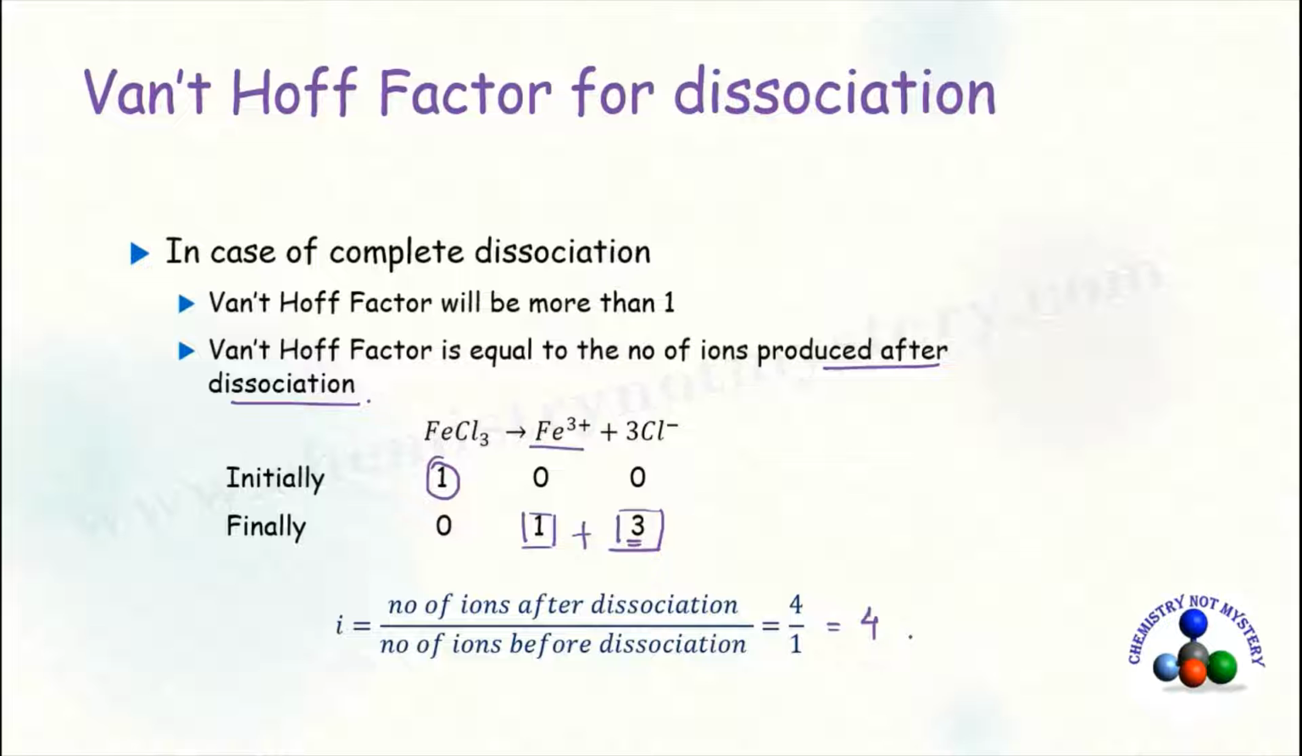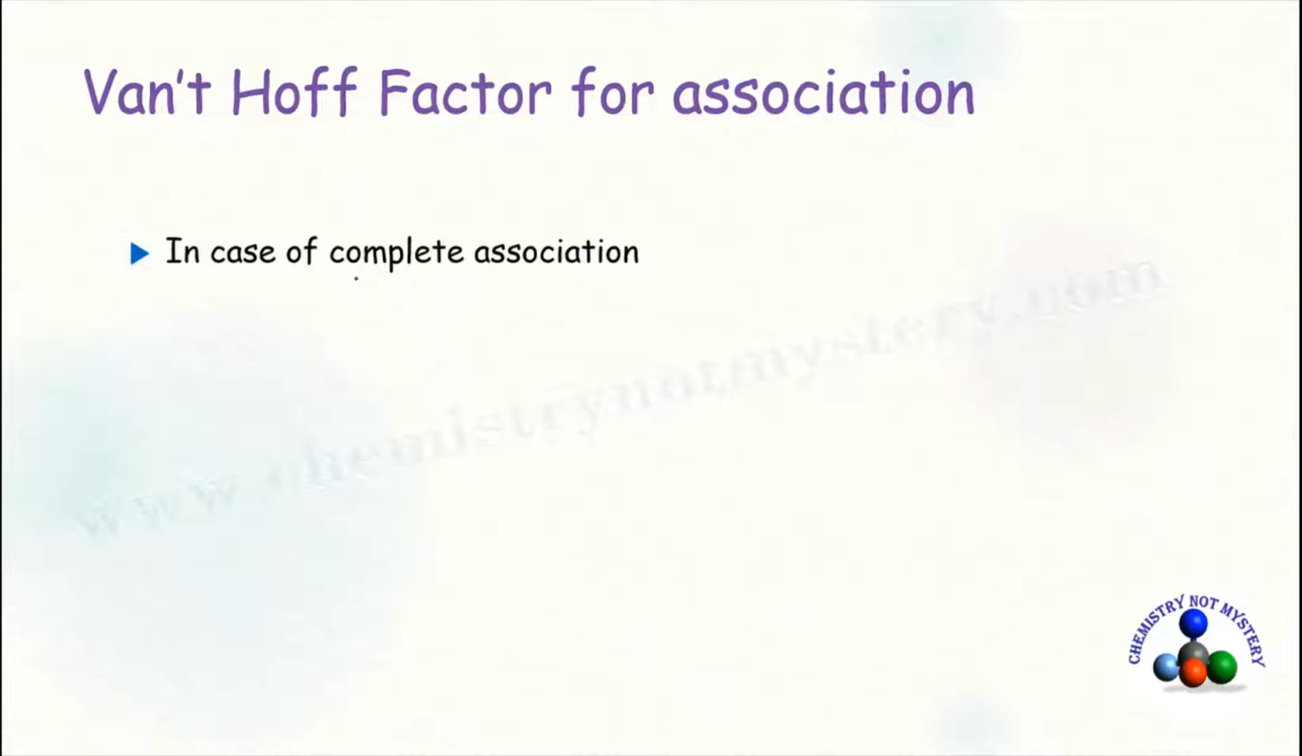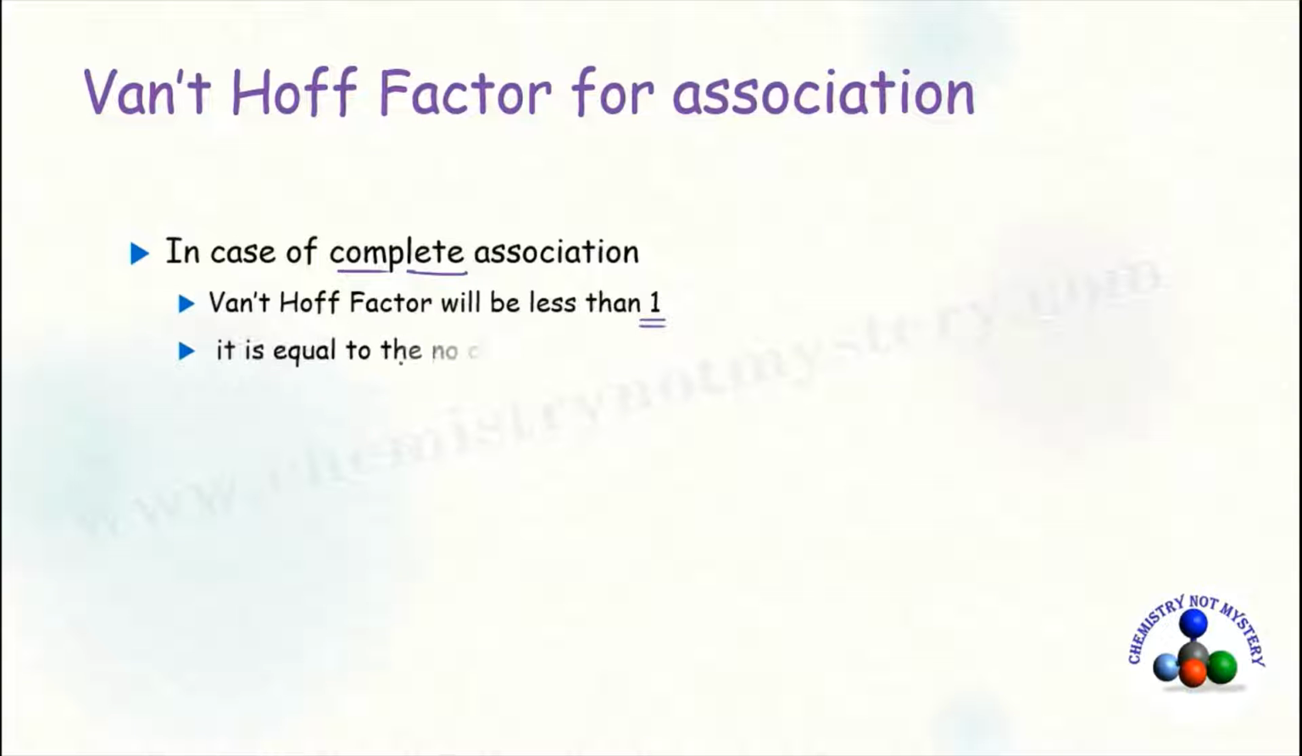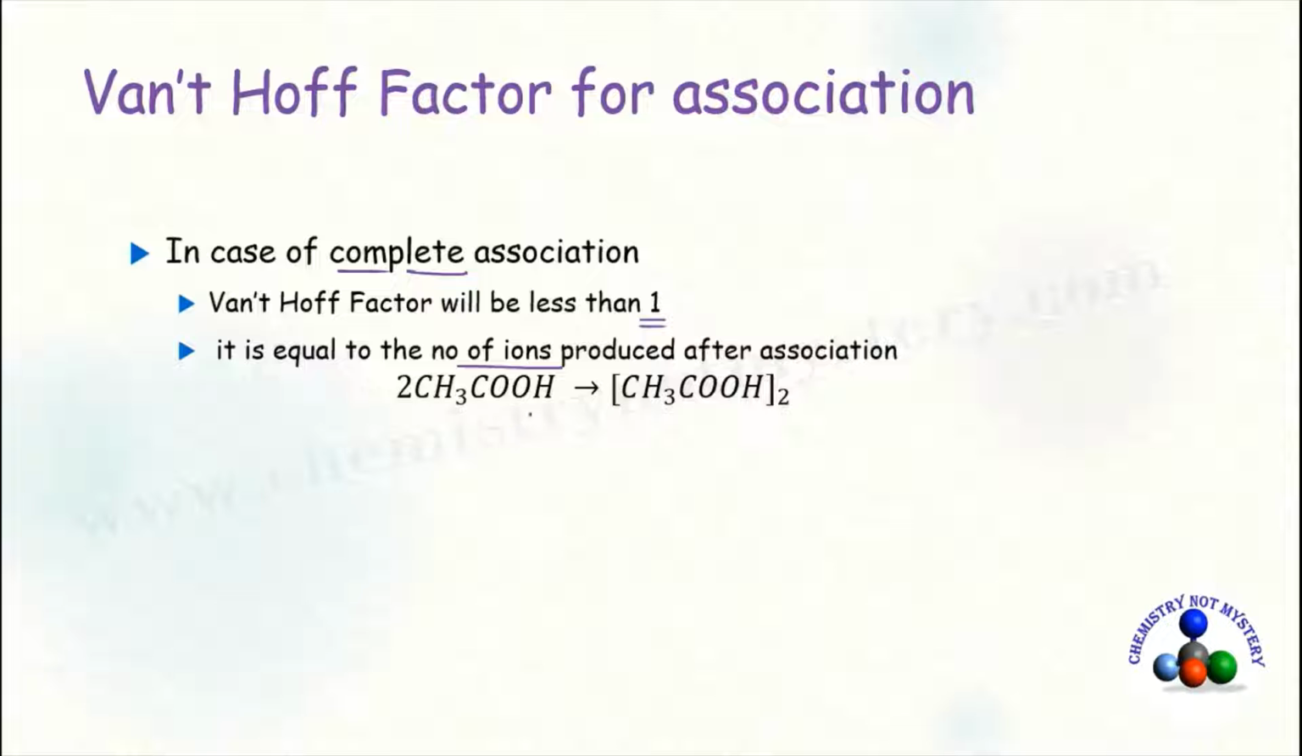Now come to the Van't Hoff factor for association. In case of complete association, Van't Hoff factor will be less than 1. It can be equal to the number of ions produced after association. For example, there are 2 moles of acetic acid and after association, they both combine to form a dimer of acetic acid. So at the beginning, there were 2 moles of acetic acid and 0 moles of dimer of acetic acid. But after complete association, both the moles of acetic acid dimerize to form 1 mole of dimer of acetic acid.